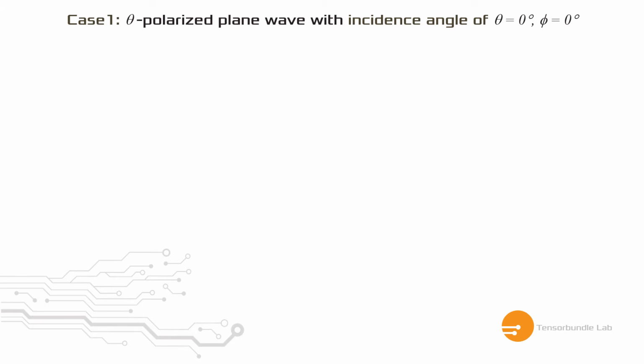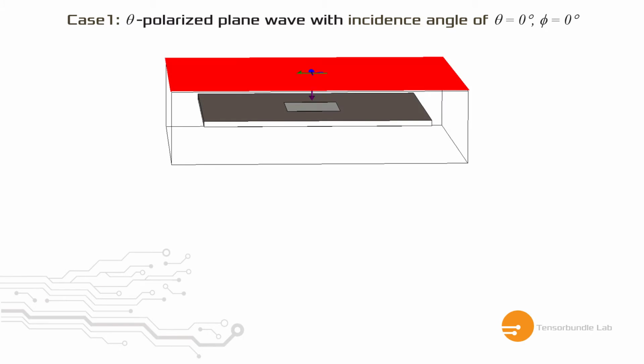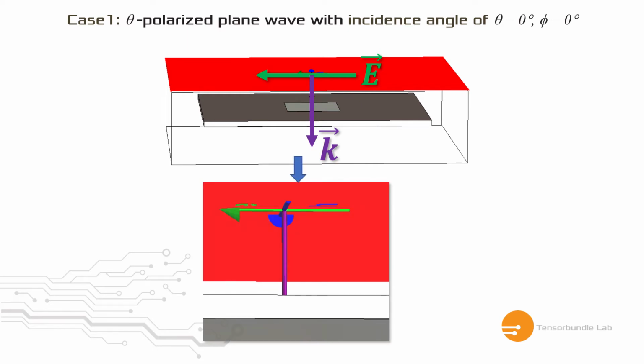So let's consider the first case, where we have a theta-polarized plane wave with an incident angle of theta equals 0 and phi equals 0. Then the plane wave, marked by the red color, will be like this, and the E field is in this direction, and k is the propagation vector, the direction of propagation. If we zoom in on this area, we can find that k is making an angle of 0 degrees with the normal incidence of the patch antenna.